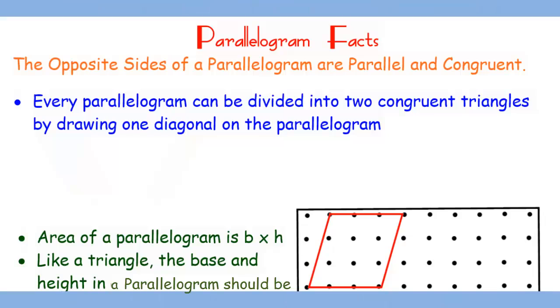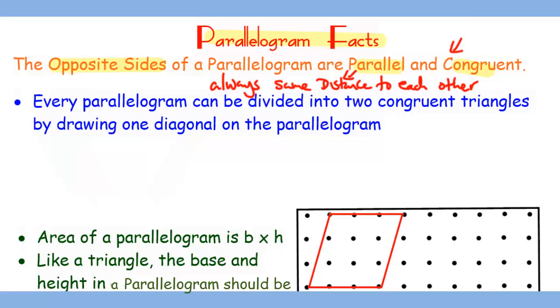Hi everyone, this lesson will go over some of the parallelogram facts, which we will focus on the area and perimeter of a parallelogram, including the parallelogram family. So a fact that you need to know is that the opposite sides of a parallelogram are parallel and congruent. Parallel basically means that they are always the same distance from each other, and congruent basically means equal. The symbol that we use for congruent is an equal sign with a curly line on top.